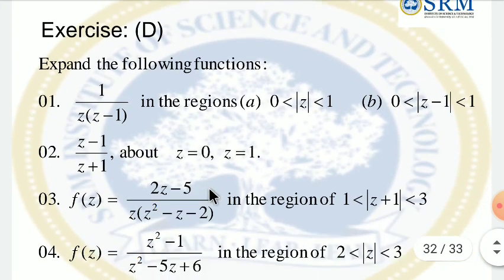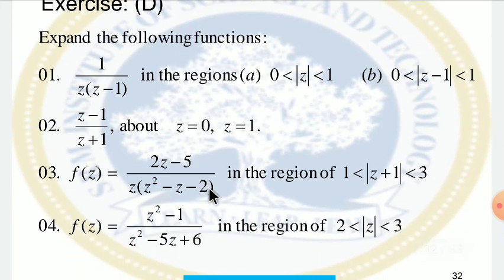Some problems based on this type, please try these questions. In the first one, two regions are given: one is the origin 0, another is the point 1. The second one is about the point, which means in powers of z and z minus 1. The third one also requires powers of z plus 1, so take u equal to z plus 1.